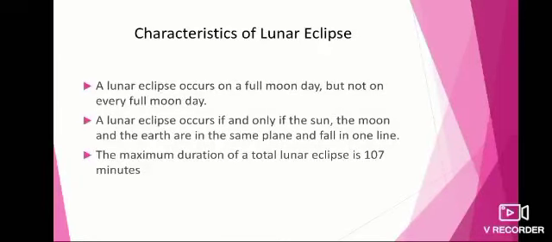Characteristics of lunar eclipse. A lunar eclipse occurs on a full moon day, but not on every full moon day. A lunar eclipse occurs if and only if the sun, the moon, and the earth are in the same plane and fall in one line. The maximum duration of a total lunar eclipse is 107 minutes.